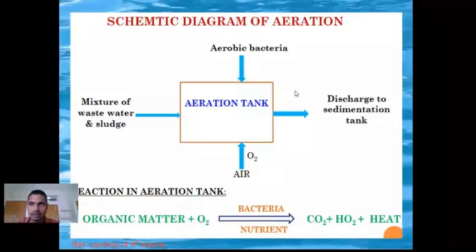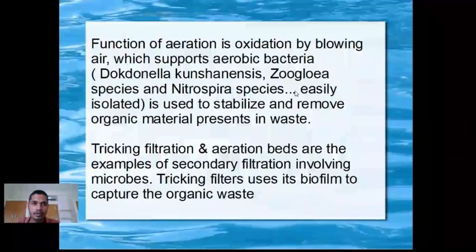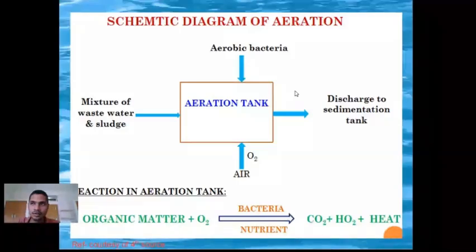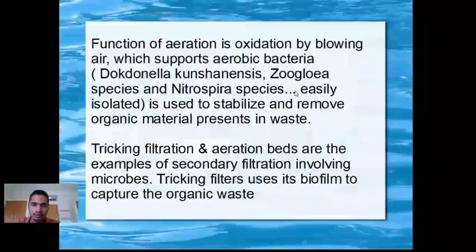Here, the activated sludge treatment is taken up by my colleague Rossity. So the function of aeration is oxidation by blowing air, which supports aerobic bacteria. Species such as Candidatus and Nitrospira are used to stabilize and remove organic matter present in the waste. Trickling filtration and aeration beds are examples of secondary treatment involving microbes. A trickling filter uses its biofilm to capture the organic waste. So this is the secondary treatment plant, or oxidative digestion.